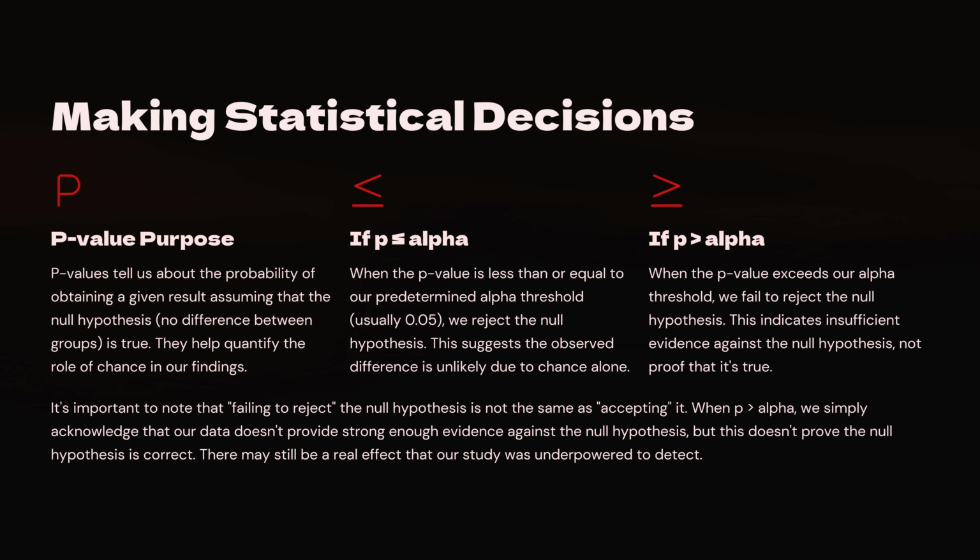We just simply acknowledge that our data set can't prove the null hypothesis is not correct. Okay? You could do another study and it could show it. So just kind of be careful with the wording there.